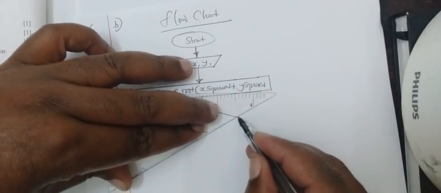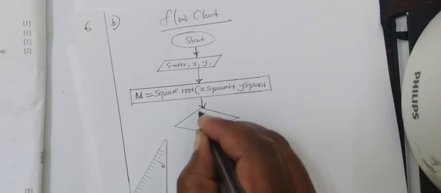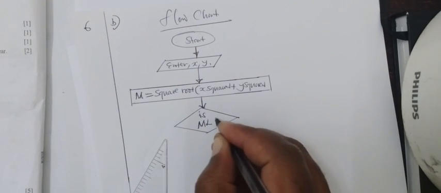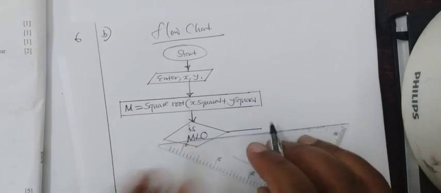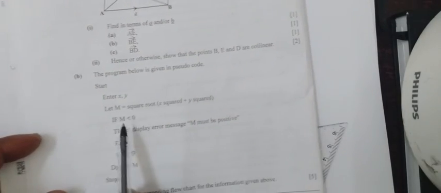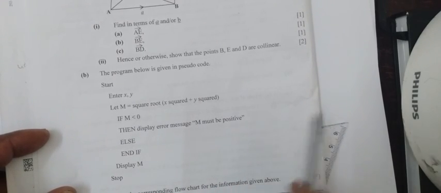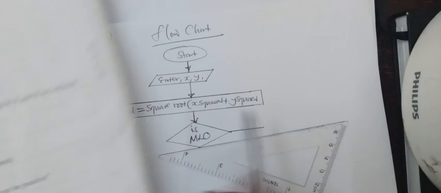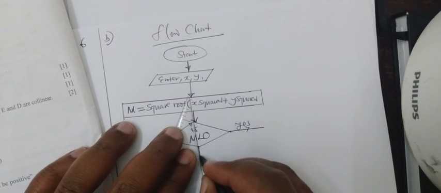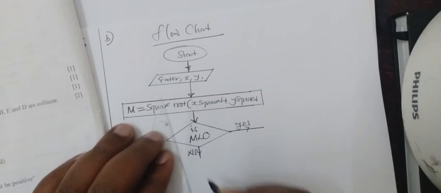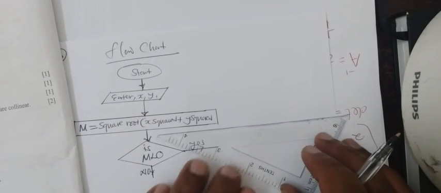All right. So instead of saying "if", you say "is M less than 0?" You expect two answers, yes or no. So we are saying if M is less than 0, display. If yes, M is less than 0, display error message: M must be positive. Else you come here. So if it is yes, that M is less than 0, we display an error message. This is no. For displaying again, you use a parallelogram.